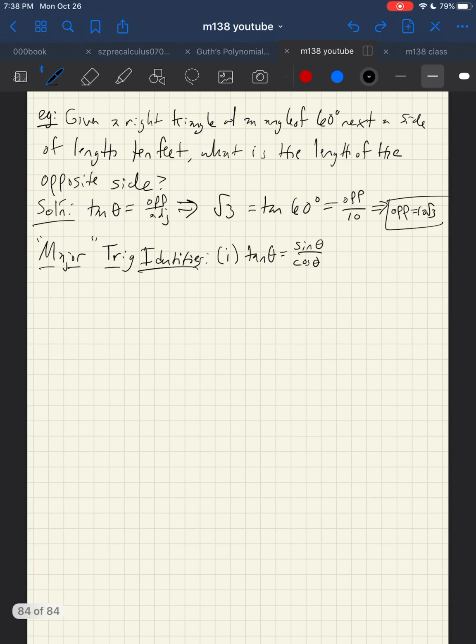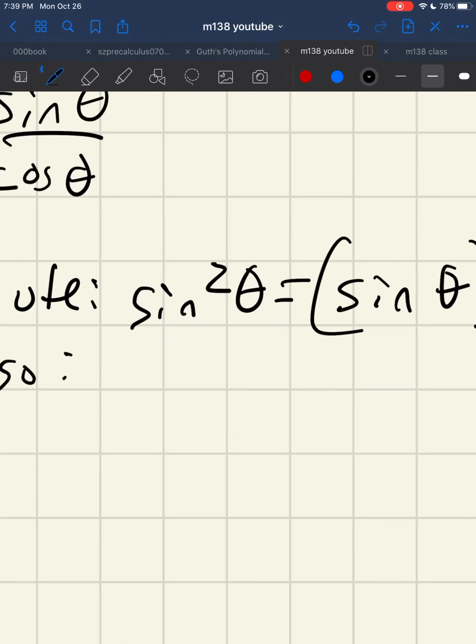But that's just using the definitions in this row here. All right. The next one is that sine squared theta plus cosine squared theta equals 1. And I'm going to add a little note here. Note sine squared theta, this is weird notation, but this means sine theta squared. Also, this is called the Pythagorean identity.